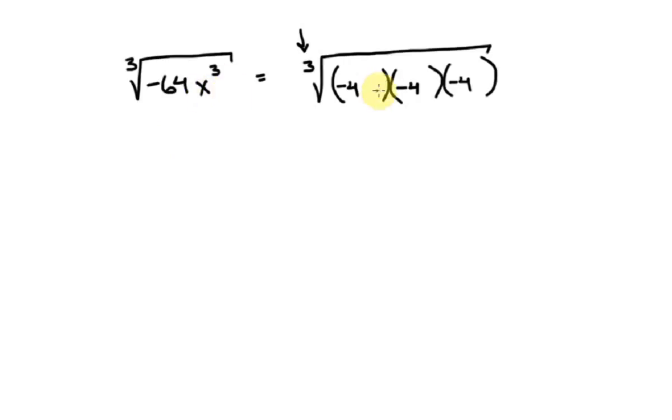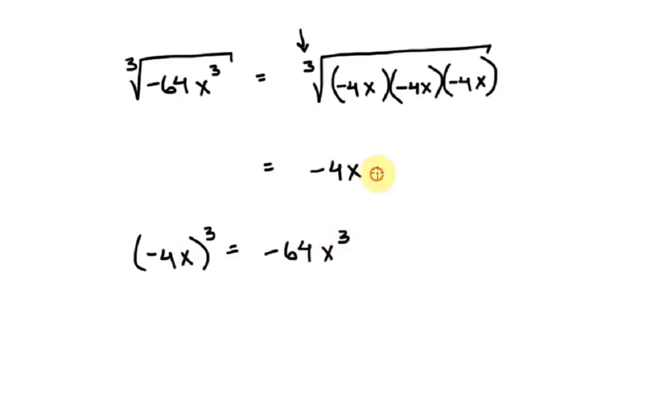Now, what about this x cubed? Well, why don't we throw an x in each of these little bundles here? So I go, oh, I know what's going on here. The answer would be negative 4x. And that's because, and this is kind of a way of checking, does negative 4x cubed give me negative 64x cubed? I think it does. I take negative 4 and I cube that, and I get negative 64. And then I've got x cubed. So yeah, it's doing what it's supposed to do. So we checked it. Looks good.